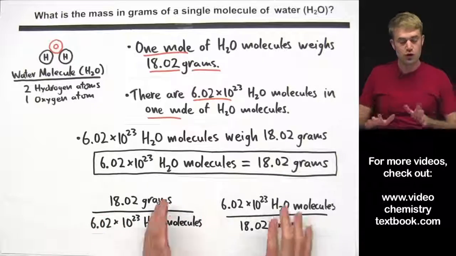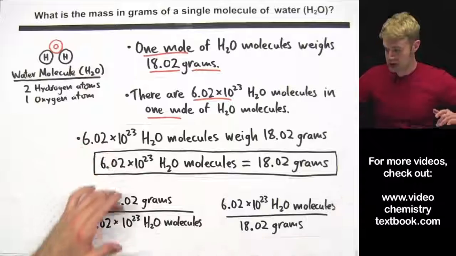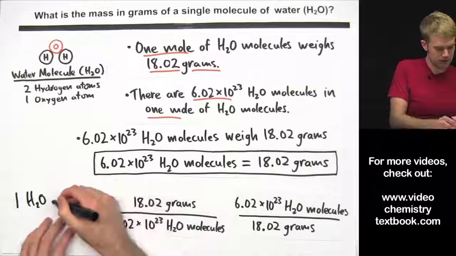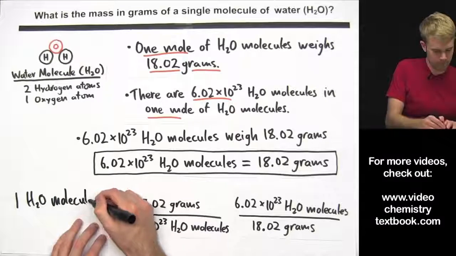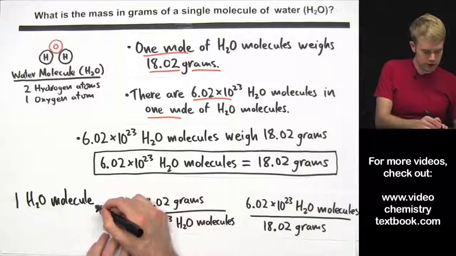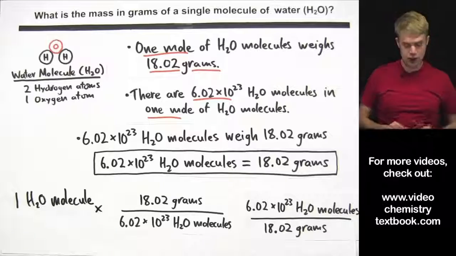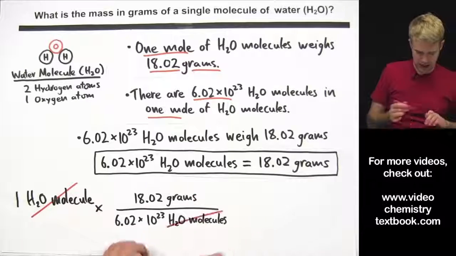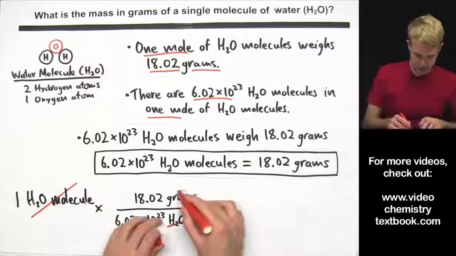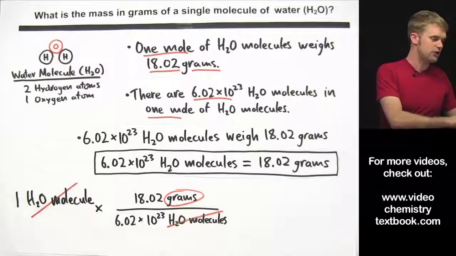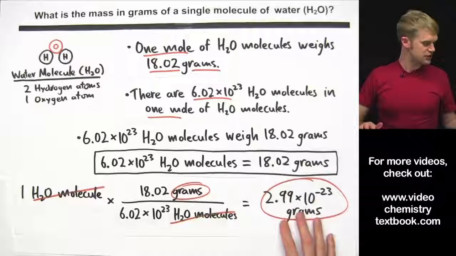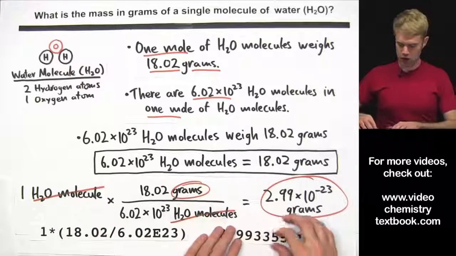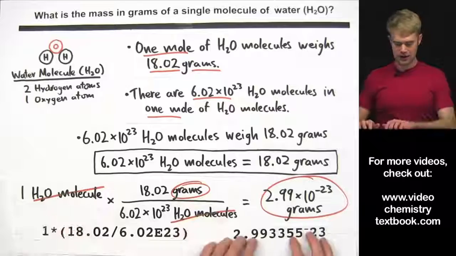Okay, so we got these 2 conversion factors that we can write from this information here, and here's how we'll use it. Okay, we're starting with 1 H2O molecule, and what I want to do is multiply that by the conversion factor that's going to get rid of H2O molecules. So I'm going to want to use the one with H2O here on the bottom. So H2O molecules cancels out there. It's going to leave me with grams. And when I go through and do the math, rounding to 3 significant figures, I'm going to end up with 2.99 times 10 to the negative 23rd grams. Here's just how you'd plug it into your calculator and the answer that you'd get.